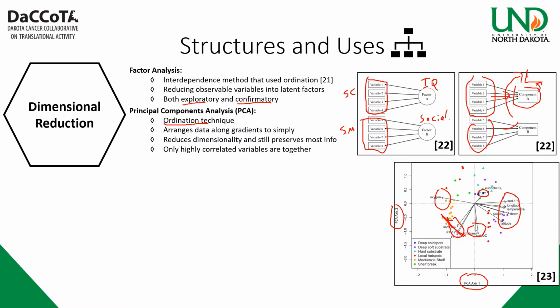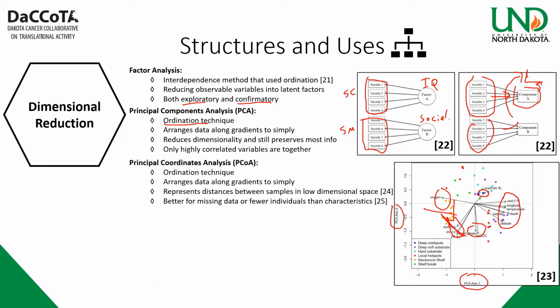The more that they're sort of tilted away from dead horizontal or dead vertical. So that's just a little bit of PCA. A very similar related topic, principal coordinates analysis. You just kind of add a little O there to distinguish them. It's another ordination. Again, arranges along gradients. And it represents distance between samples in low dimensional space.